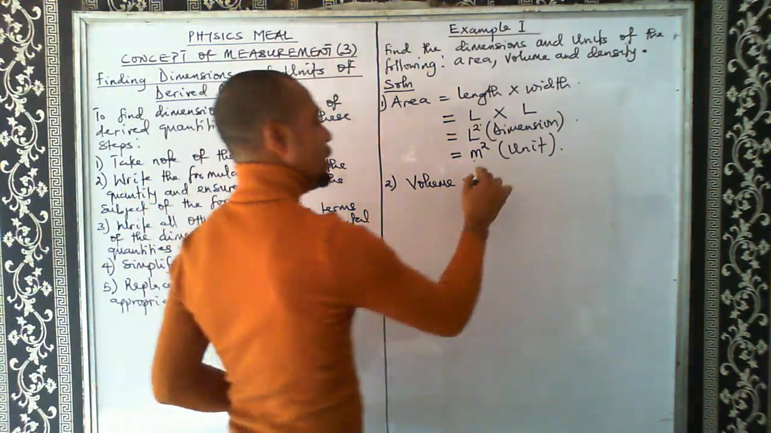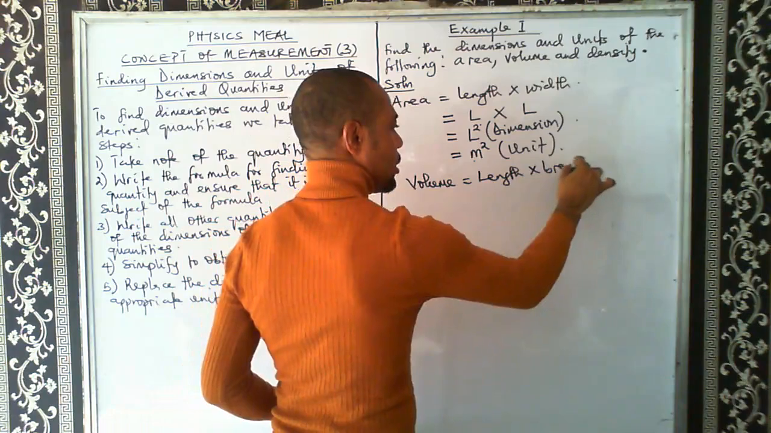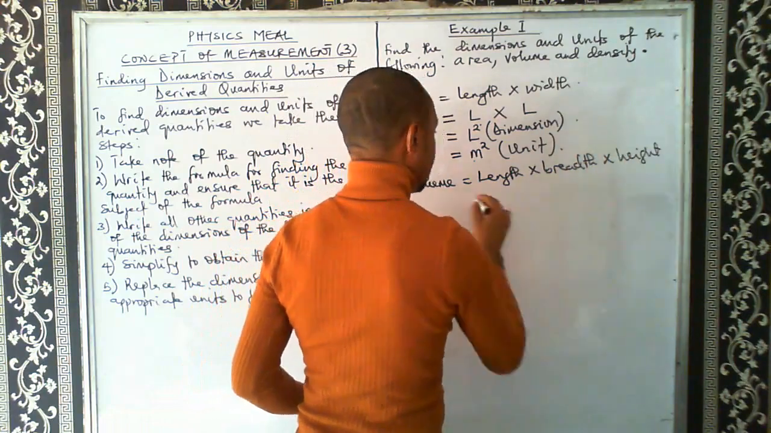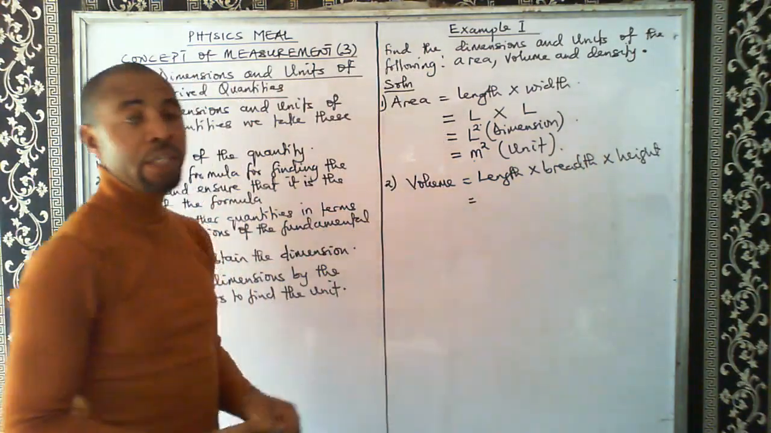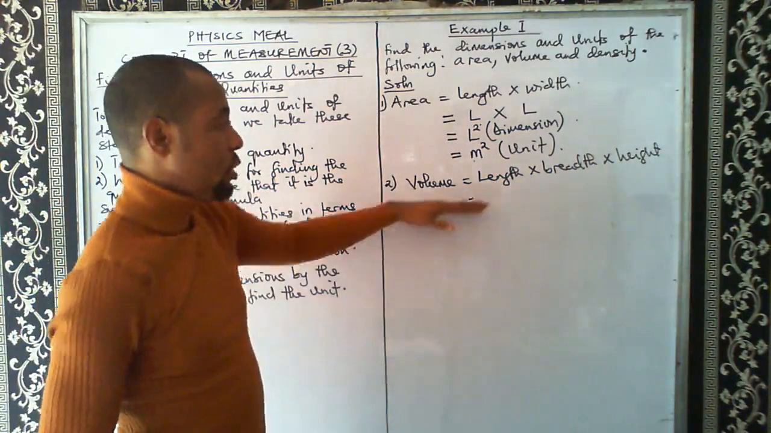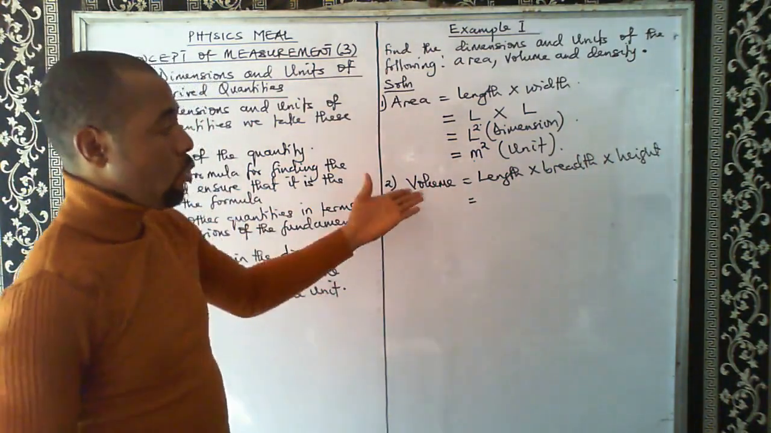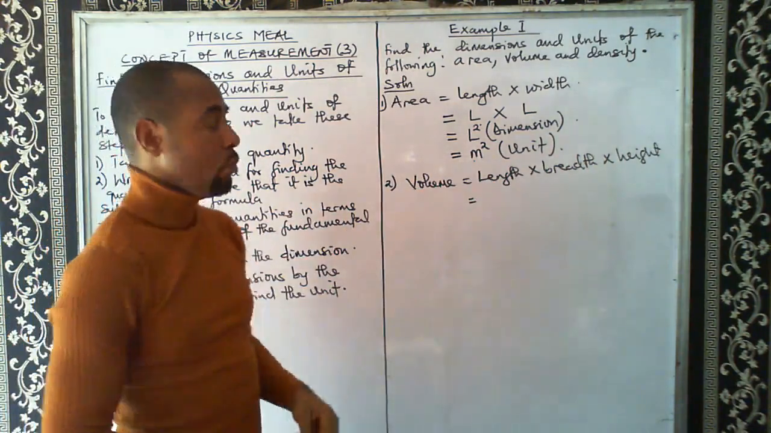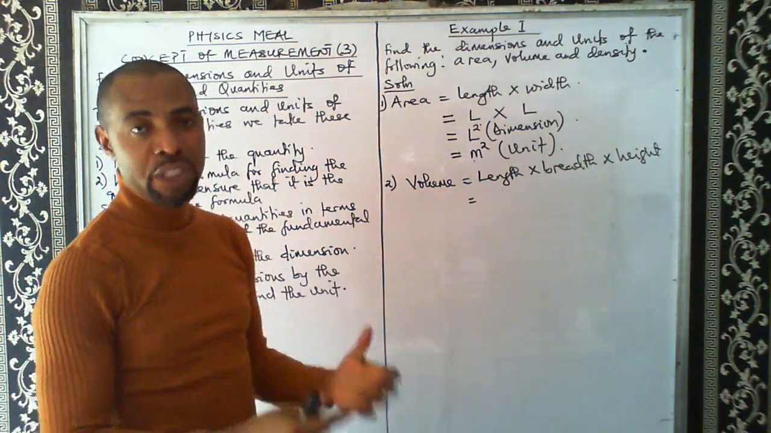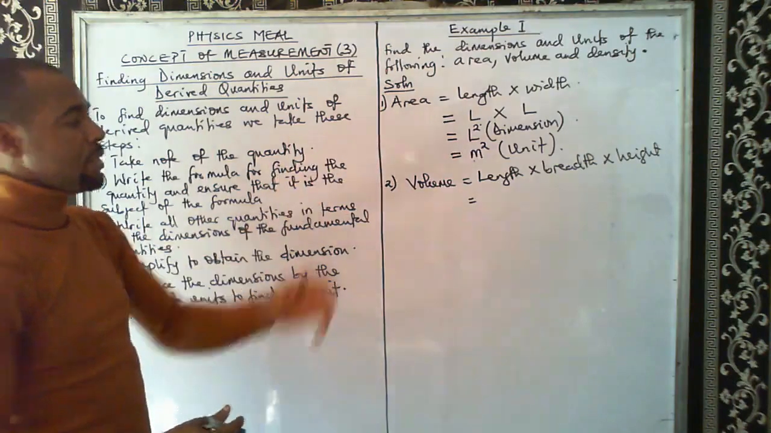So volume is length times breadth times height. That's volume. There are so many formulas for finding volume, but we chose that of a cuboid. Even if you use any of the formulas, you will still arrive at the same dimension. So volume is length times breadth times height.